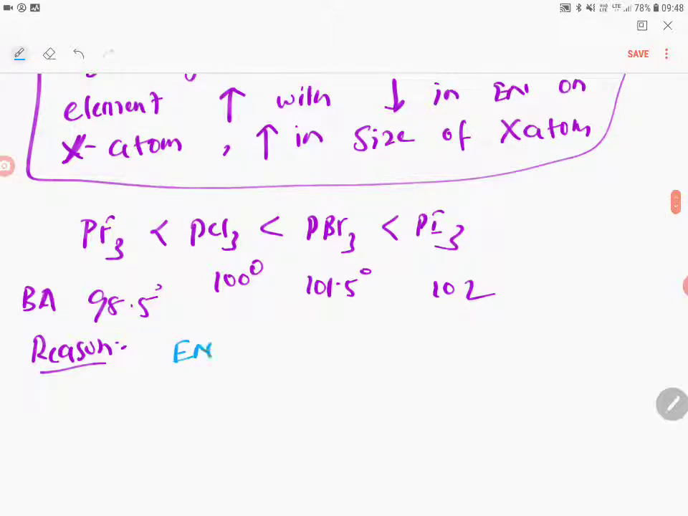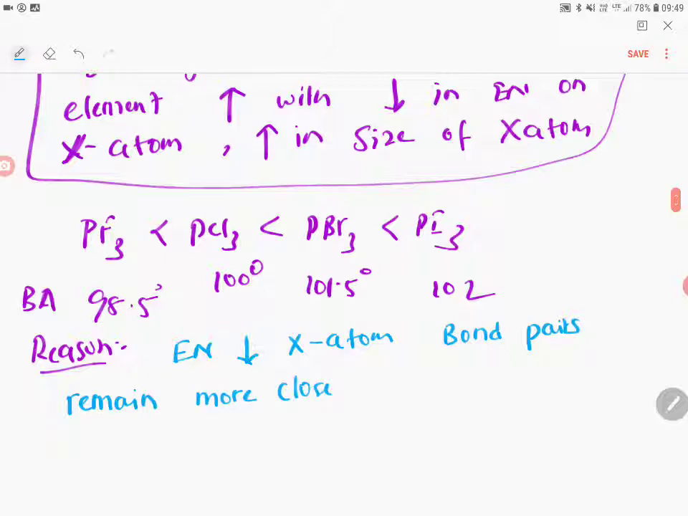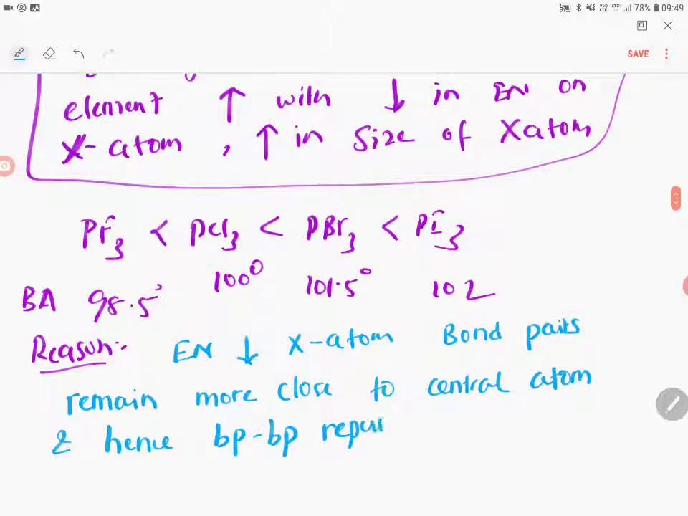When electronegativity of halo atom decreases, bond pairs remain more close to central atom, and hence bond pair repulsion increases, and therefore bond angle also increases.